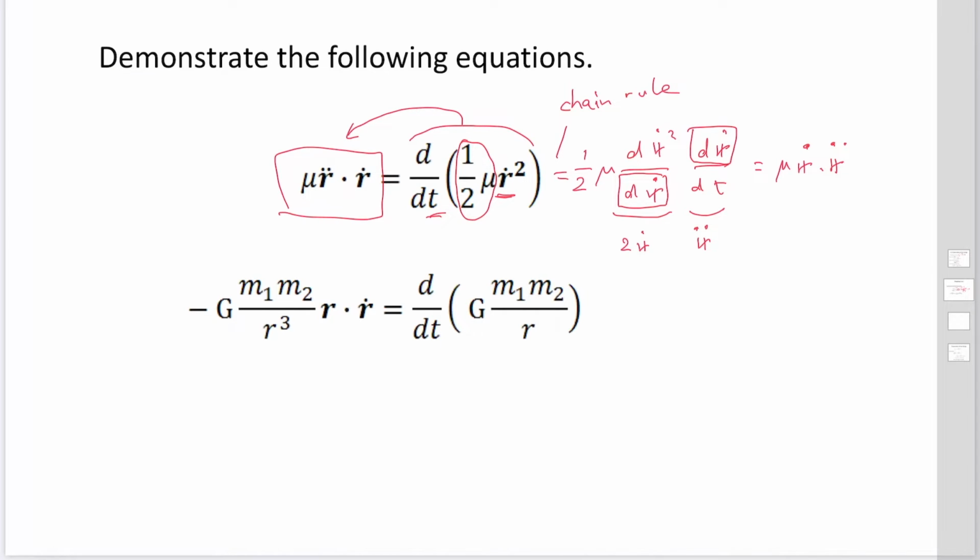So sometimes if you have difficulty deriving the right hand side from the left hand side, you can start with the right hand side equation to derive the left hand side terms. So I proved these equations. First equation, and the second equation. So d dt of G m sub 1 m sub 2 over r. So chain rule. And G m sub 1 m sub 2 is a constant.